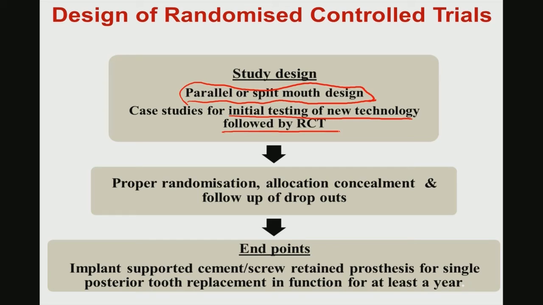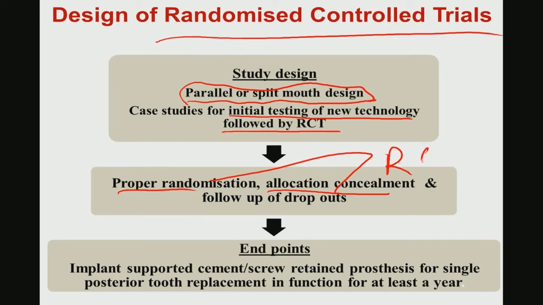Proper randomization, allocation concealment and follow up of dropouts needs to be ensured, as I said, because proper randomization and allocation concealment are already two verticals of randomized control trials. So, in the RCT, these are the two verticals. The third one is the endpoints, that is, the implant supported cement or screw retained prosthesis for single posterior tooth replacement in function for at least a year.